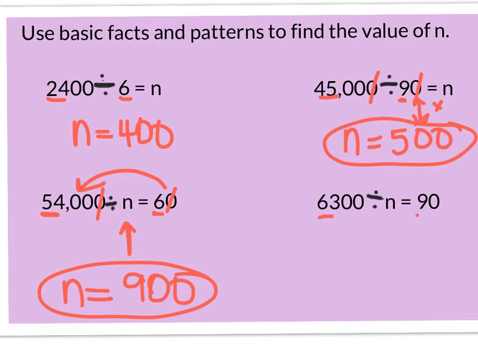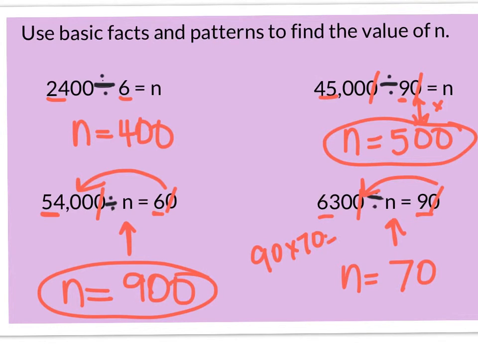Same thing over here. I don't know what n is, but if I divide 6,300 by 90, I should be able to figure it out. So n equals, I can cross out 1 0 in each, so n would equal 70. And again, multiply 90 times 70, and we should get the same answer, which is 6,300.